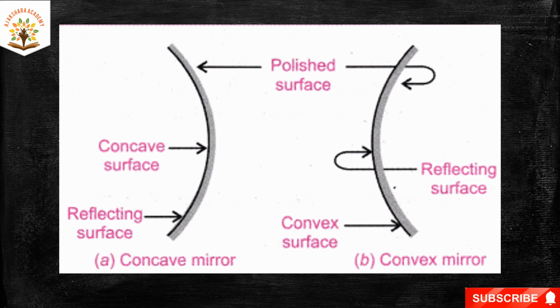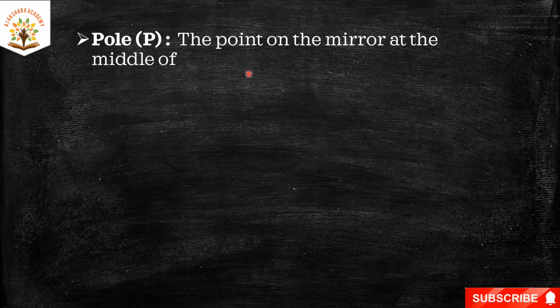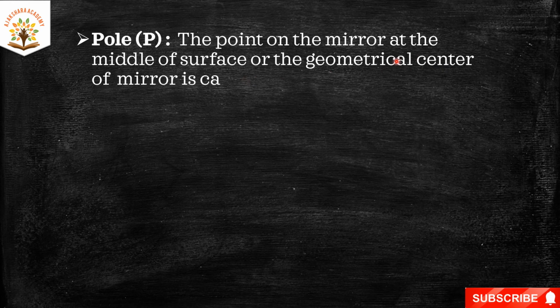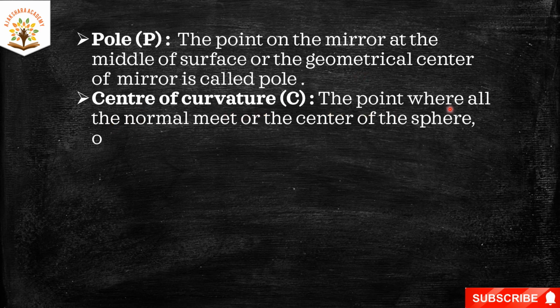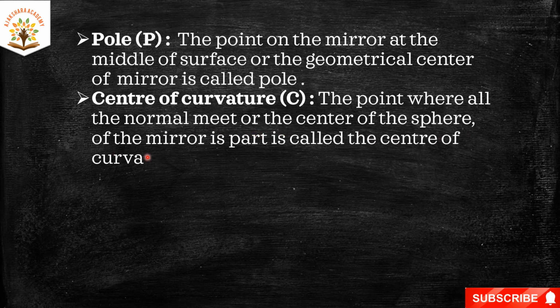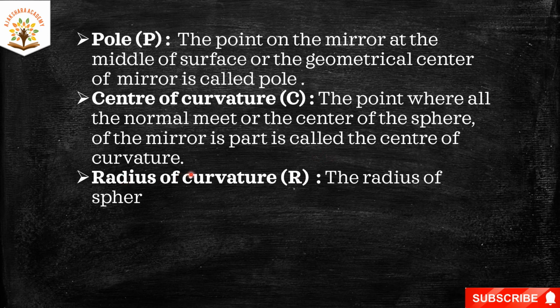Okay, next. Pole. The geometric center of the spherical mirror is known as the pole, or the point on the mirror at the middle of the surface. Center of curvature, the point where all the normals meet, or the center of the sphere of the spherical mirror, is called the center of curvature. It is denoted by the letter C.